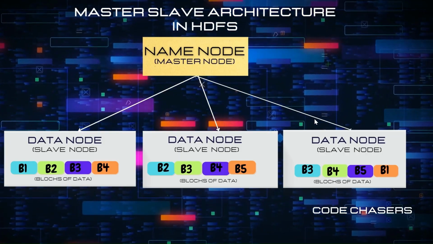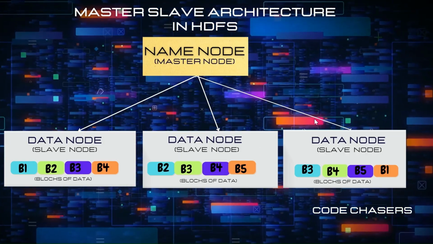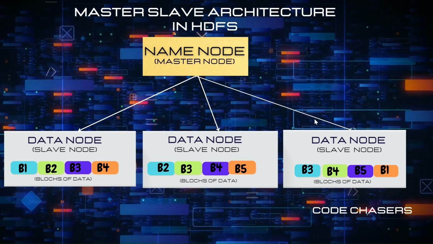In the earlier video, we saw what is master-slave architecture in HDFS, that is Hadoop Distributed File System. We'll recall some points regarding how master-slave architecture is implemented in HDFS. In master-slave architecture, there will be a master node and a slave node. In HDFS, the master node is nothing but a name node and the slave node is nothing but a data node.